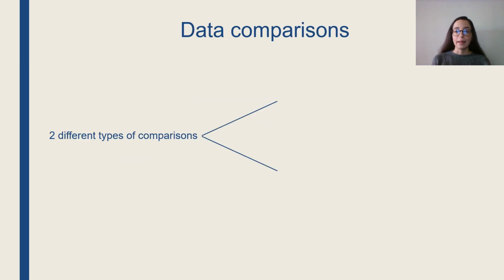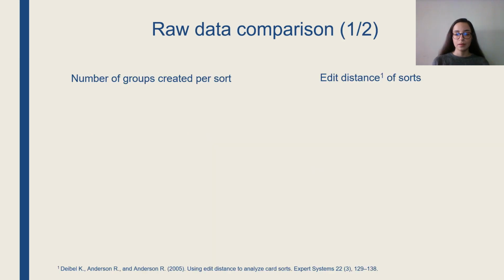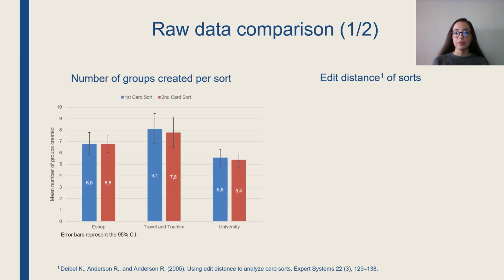The test-retest reliability of the open card sorting method was examined with two different types of comparisons: comparison of the raw open card sort data and comparison of the navigation structures produced by performing state-of-the-art analysis of the open card sort data. A Mann-Whitney test showed that the number of groups created by the participants did not differ significantly between the two card sorts for all three website domains.